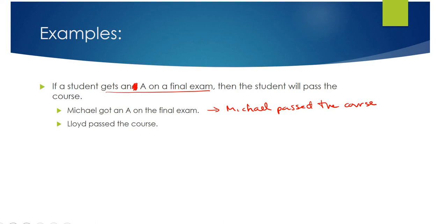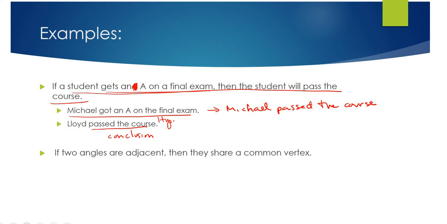What if I tell you Lloyd passed the course? Can I make any conclusion there? No, this is not the hypothesis. This is already a conclusion. I can't draw a conclusion from a conclusion. I don't know what Lloyd got on the exam. Okay? So again, the law of detachment says that for a true conditional, if we can write another hypothesis that is true, we can reach the same conclusion.